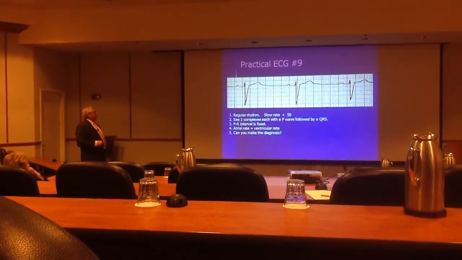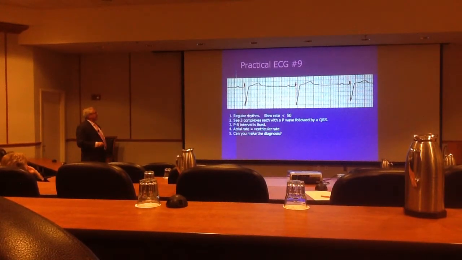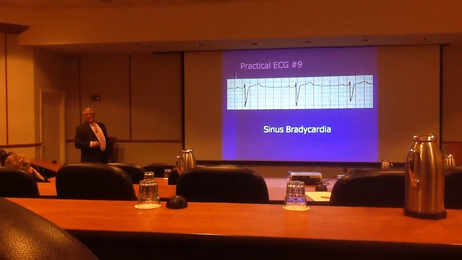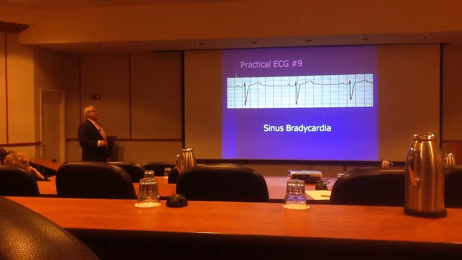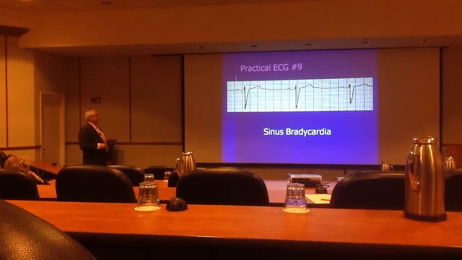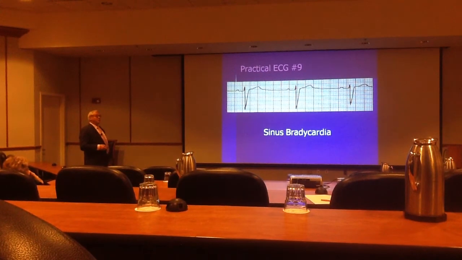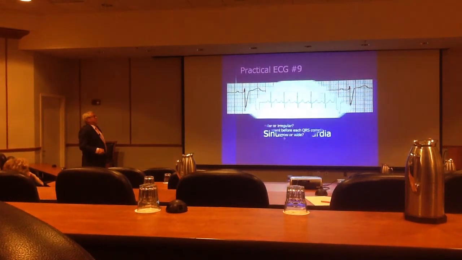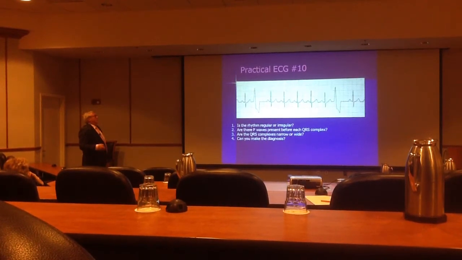The PR interval distance from here to here is the same as here to here, here to here. So this is a set pattern to the PR interval. This just makes this sinus bradycardia. You see that? Sometimes you try to interpret too much into these things, and you're looking for disease when in fact it's not disease, it's just normal, it's just a slow rhythm.